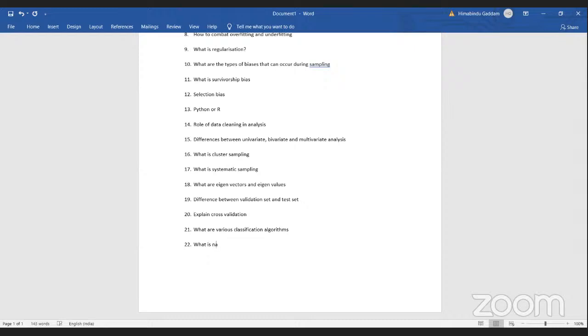What is naive Bayes? The naive Bayes algorithm is based on the Bayes theorem. Bayes theorem describes the probability of an event based on the prior knowledge of conditions that might be related to the event. The algorithm is naive because it makes assumptions that may or may not turn out to be correct.